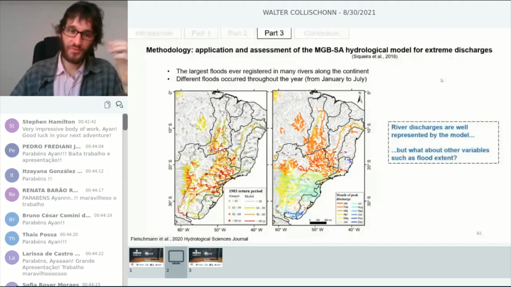We also assessed that river discharges are well represented by the model, so we validated the model with in situ data. Here, for instance, you can see the river reaches, the lines refer to the model and the circles refer to the in situ data, so they have a very good convergence and coherence.